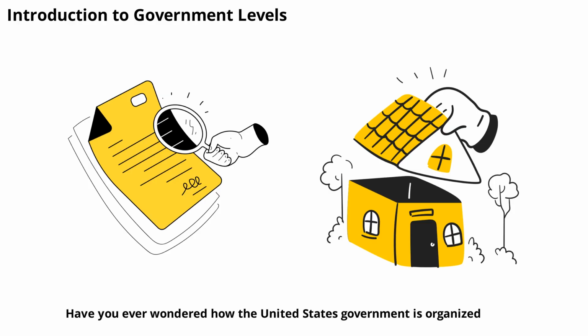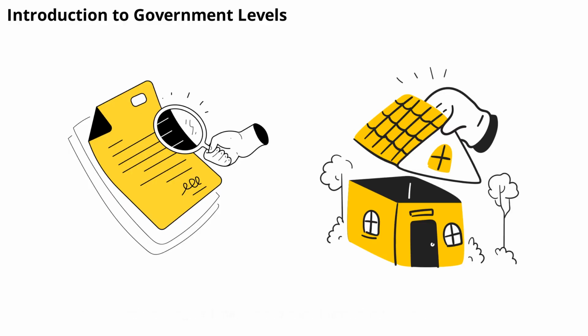Have you ever wondered how the United States government is organized? Today, we're breaking down the three main levels: federal, state, and local. Each level plays a unique role in governing our daily lives, from making national laws to handling your local parks.